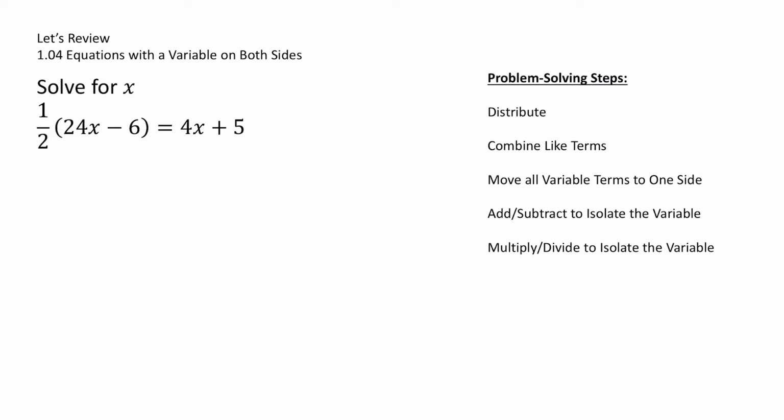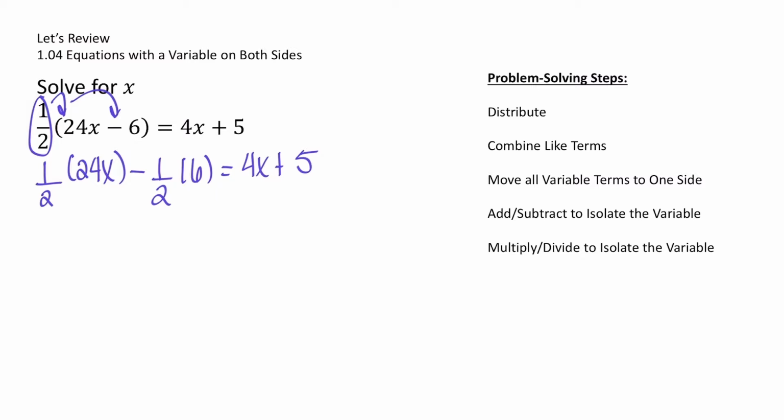So in this problem, I have a fraction, and that's what I'm going to be distributing when I'm working on simplifying this equation. So I distribute this 1/2 to everything that's within parentheses. So I have 1/2 times 24x minus 1/2 times 6 equals 4x plus 5.